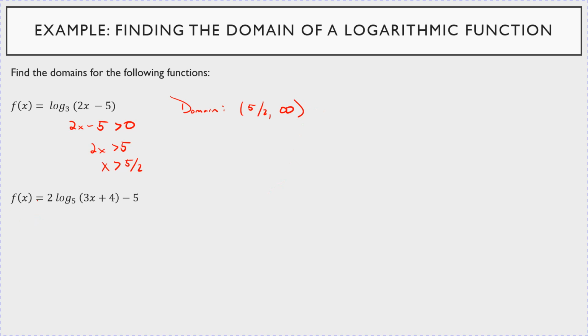Now if you look at this one, f of x is equal to 2 log base 5 of 3x plus 4 minus 5. The 2 and the minus 5 on the outside are just there to throw you off. Just look at the inside. This 3x plus 4 has to be greater than 0. So subtract the 4 over, divide by 3, and x just has to be greater than negative 4/3. It's okay that this is a negative number, because as long as x is greater than this, the inside is still positive. So the domain here goes from negative 4/3 to infinity.